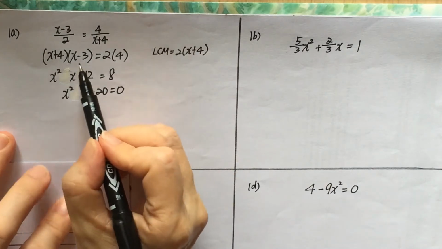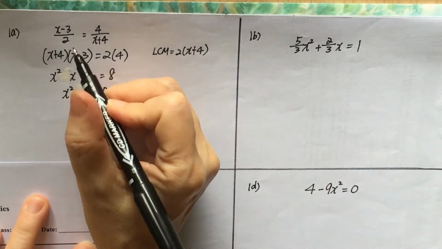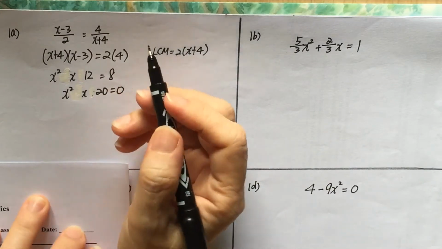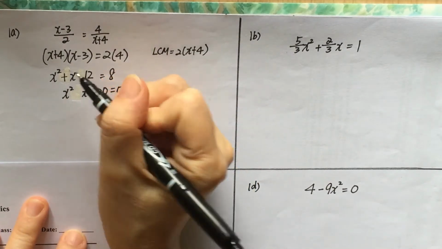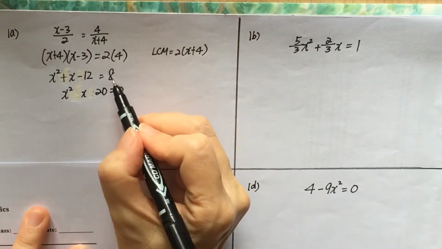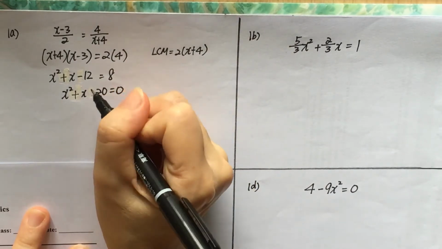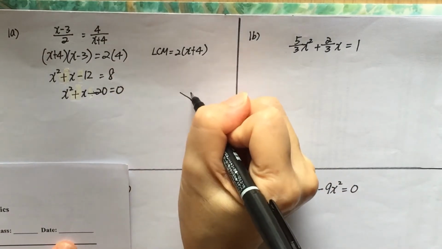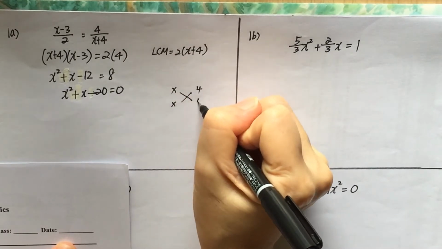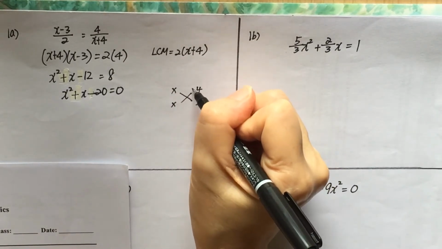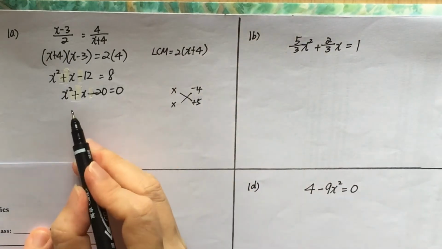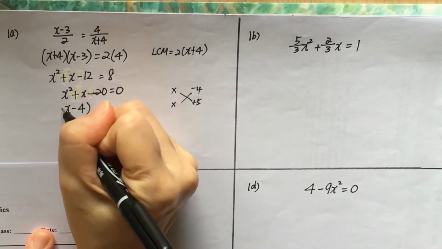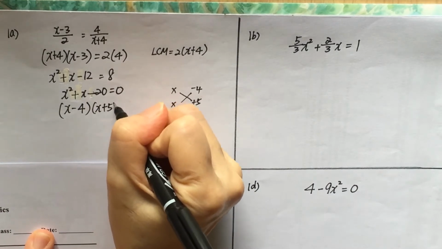Okay, next I expand this out. When I do expansion, I have x times x, 4 times x, negative 3 times x, and then negative 3 times 4. So I actually am supposed to have a plus x and a minus 12 here equals to 8. Rearranging, x squared plus x minus 20 equals to 0. So I do the cross method again, x, x, 4 and 5. Okay, so a negative 4, a positive 5 to get my answer of positive x here. So this can be factorized into x minus 4 times x plus 5 equals to 0.